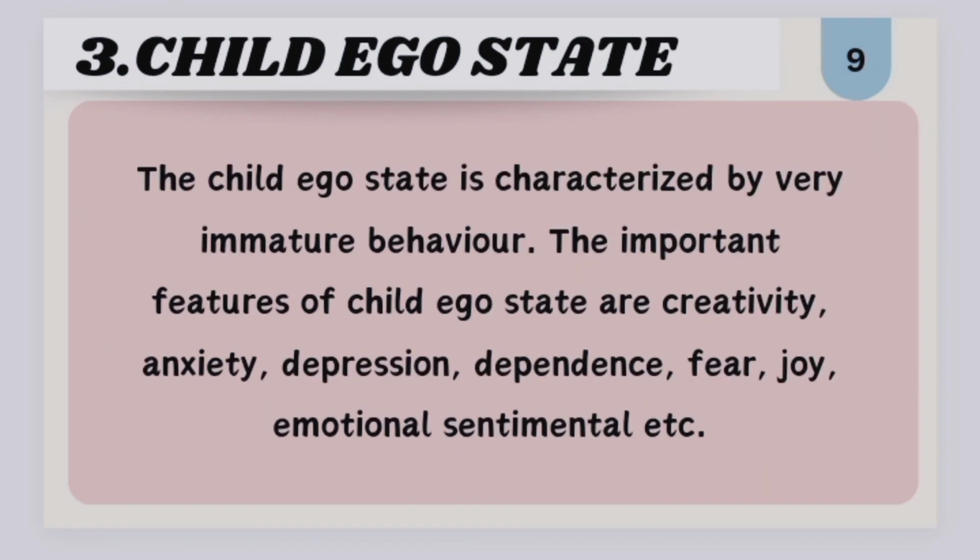The next one is child ego state. The child ego state is characterized by very immature behavior. The important features of child ego state are creativity, anxiety, depression, dependence, fear, joy, emotional and sentimental behavior, etc.